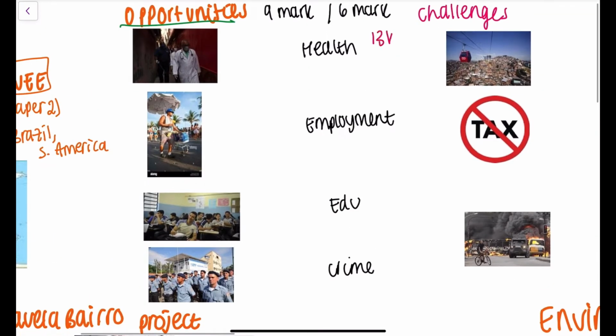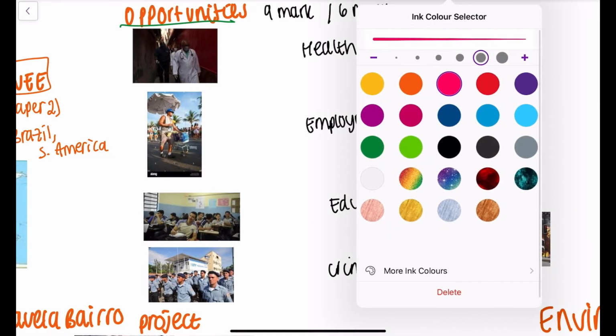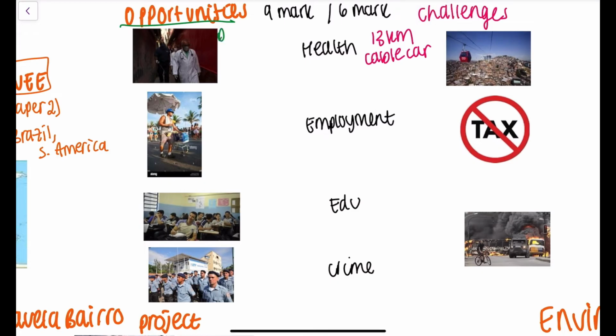Now, if we start off with health, the main challenge with healthcare in Rio is the fact that it's set on a steep hillside with a population that only has few roads, and the main access to the hospital is via cable car, and it's 13 kilometres away. So, what they did is they had door-to-door healthcare workers that were able to detect and treat 20 different diseases, which increased life expectancy and decreased infant mortality rate.